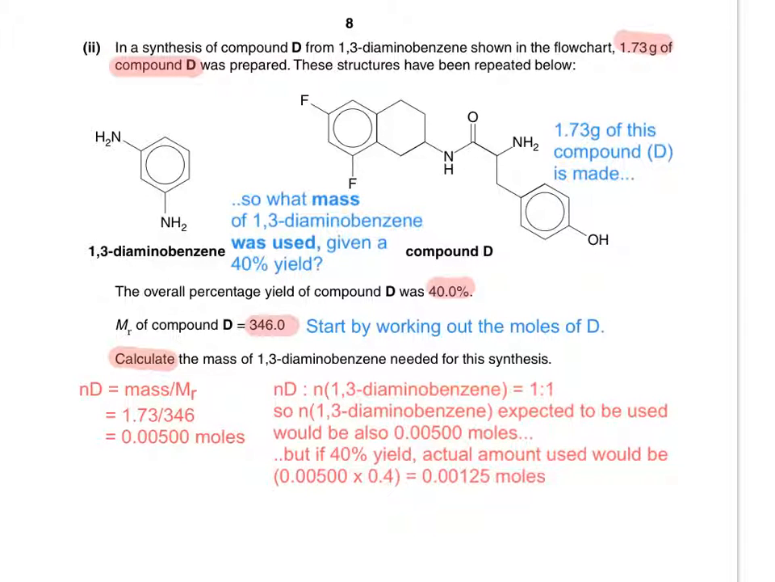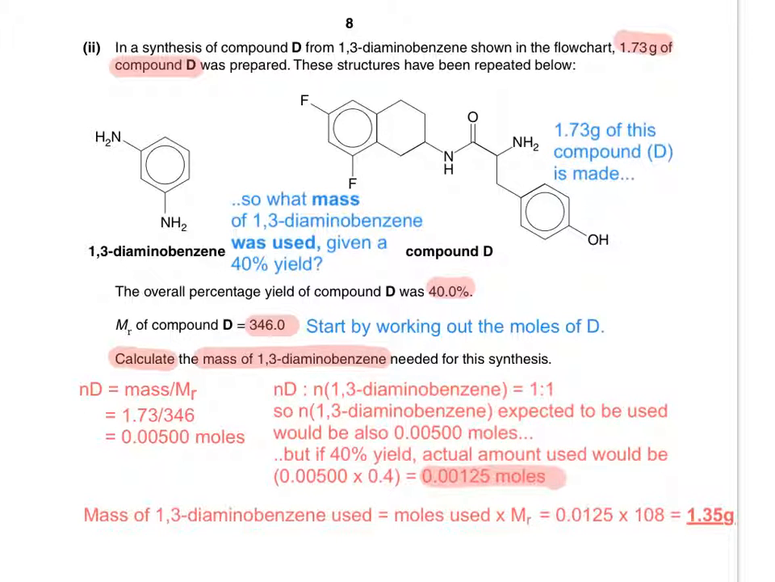We now have to work out how many moles of 1,3-diaminobenzene was actually used up, and then convert that into a mass, because they actually want the mass, not the moles. So we know the moles of 1,3-diaminobenzene that was used. That needs to be converted to mass. So your final answer will be 1.35 grams.